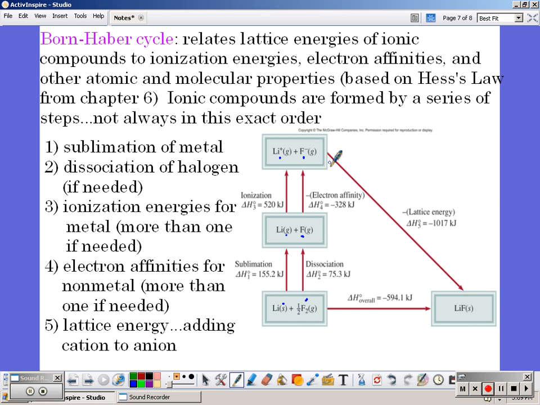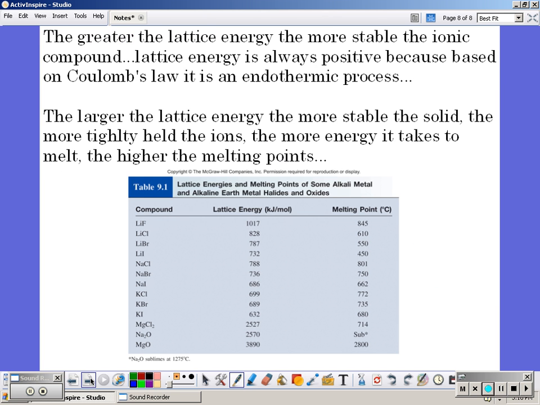Now when we put these two things together, that's going to be our lattice energy. Now it's a negative lattice energy, not just lattice energy. If we were to add up the individual steps, the overall process is negative, so the overall process is exothermic. The greater the lattice energy, the more stable the ionic compound. So again, we like to have those charges be large and the size of the atoms be small. The lattice energy is always positive because based on Coulomb's law, it's an endothermic process. But the overall energy change is exothermic, or negative.